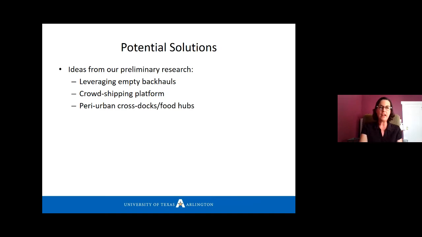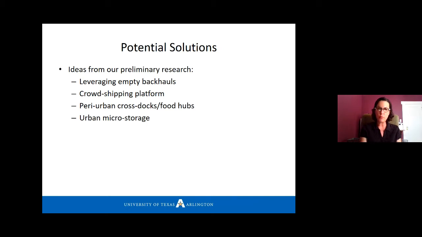Some other things we're looking at: peri-urban cross-docks and food hubs. What does that mean? That means some small drop-off and aggregation centers outside of an urban area, so that a farmer making deliveries doesn't have to go into the center of Dallas or Houston or Austin, which is time-consuming and full of traffic. So they make that drop off, and then someone else comes and picks it up and brings it into the city. And so that could be the crowd shipping piece.